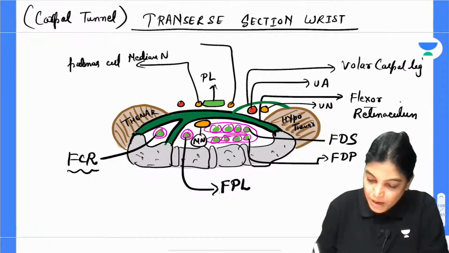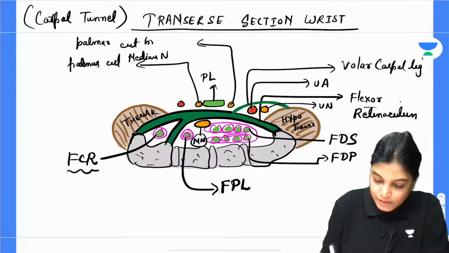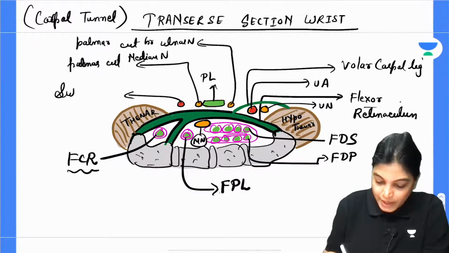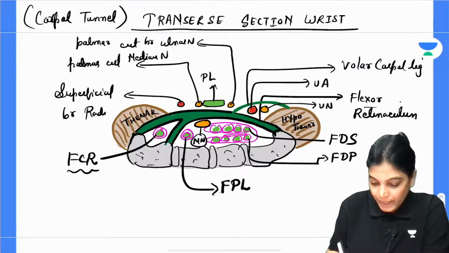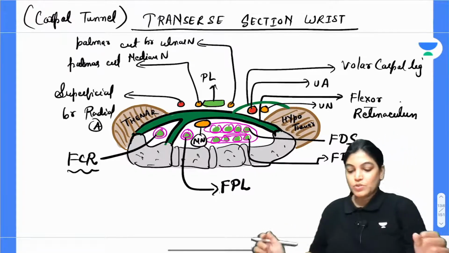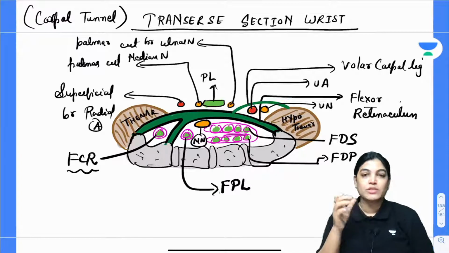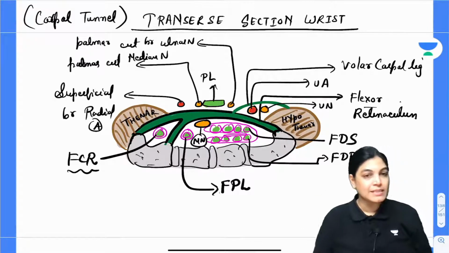Okay, this is palmar cutaneous branch of ulnar nerve, and this is superficial branch of radial artery. So in short, we have done with this diagram where we are seeing the structures which are passing superficial to flexor retinaculum and the structures which are passing deep to flexor retinaculum.